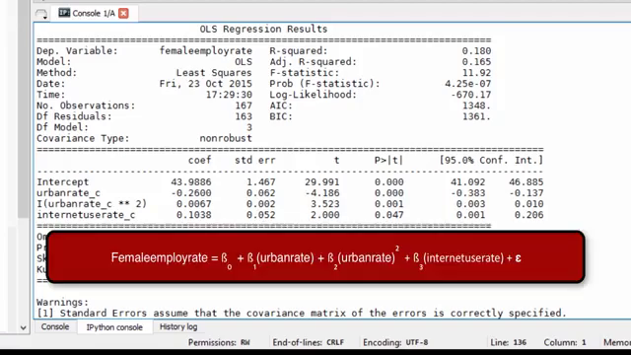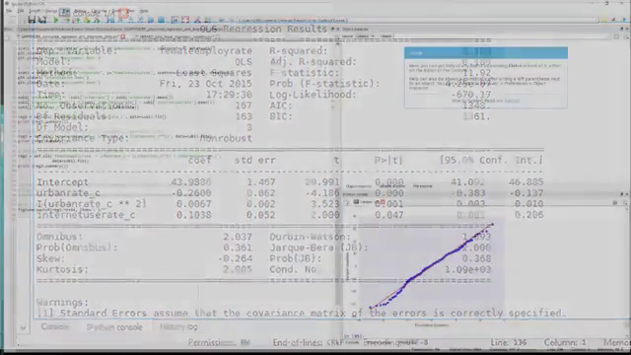But we know that this equation does not estimate the observed response value for that observation perfectly. In fact, urban rate and internet use rate together explain only about 18% of the variability in female employment rate. So there's clearly some error in estimating the response value with this model. In this regression model, the residual is the difference between the expected or predicted female employment rate and the actual observed female employment rate for each country.